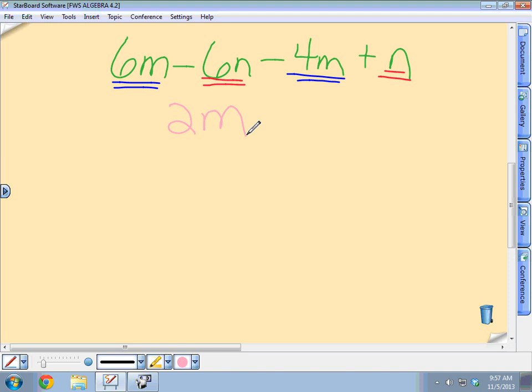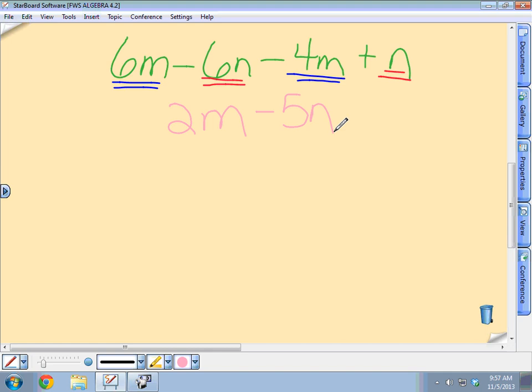Minus 6n plus n. Be careful, minus 6n plus n. Which is, 5. What kind of 5? Plus or minus? Minus 5n. That's in simplest terms. You can't go any lower than that. So 2m minus 5n. Let's go to 3 minutes left. All right, let me do one more here.